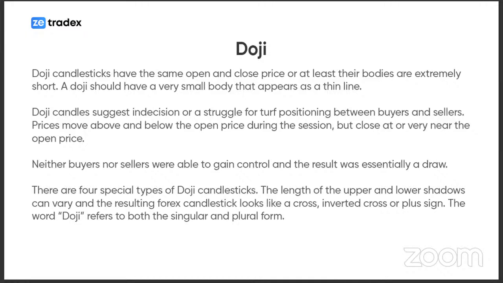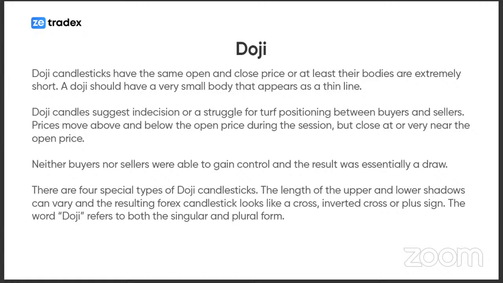Now, there are 4 special types of doji candlesticks. The length of the upper and lower shadows can vary, and the resulting Forex candlestick looks like a cross, inverted cross or plus sign, and the word doji refers to both the singular and the plural form. Doji candlesticks symbolize total indecision in the market. So when you see a doji candlestick with no wicks at all, it gives you a hint that buyers and sellers are in a tough period of indecision. They don't know where the market is heading.